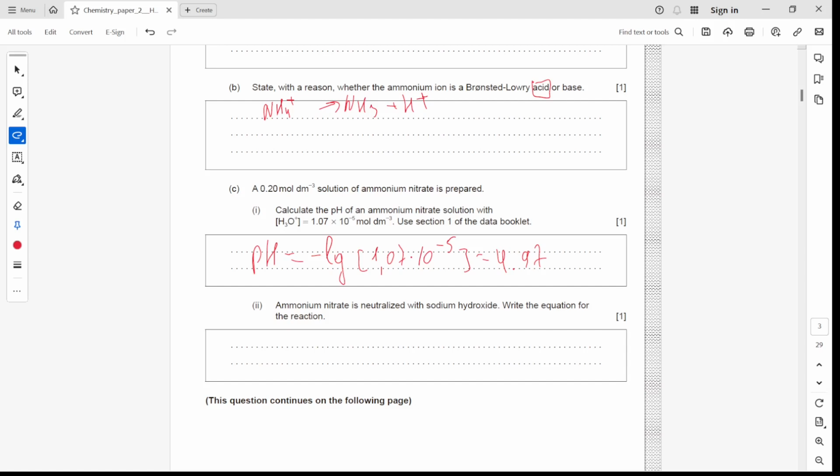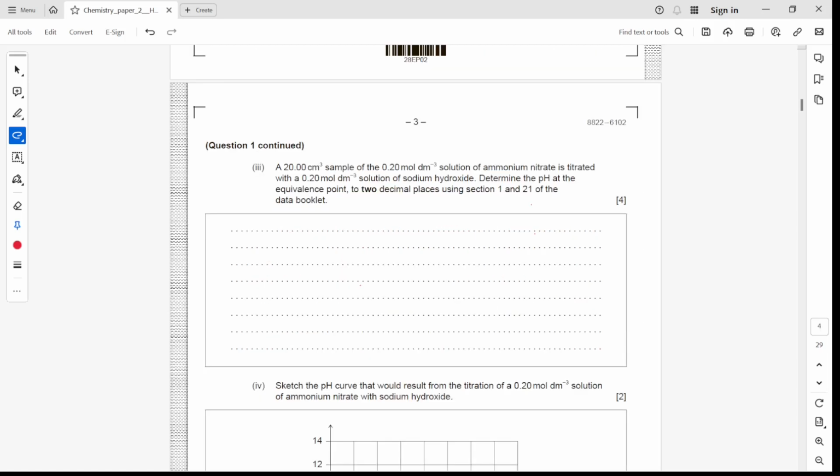Ammonium nitrate is neutralized. So ammonium nitrate is neutralized with sodium hydroxide, and this is going to give us ammonia and water. So for the next question, for the beginning, let's just imagine that all of our ammonium was neutralized and yielded 100% of ammonia, right?